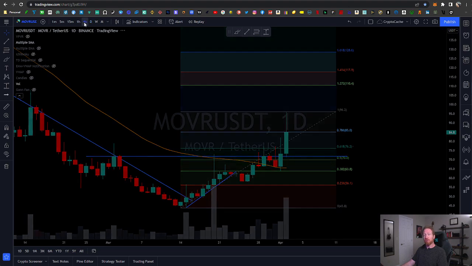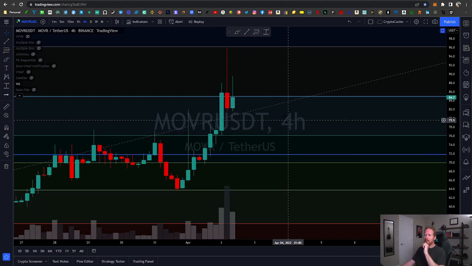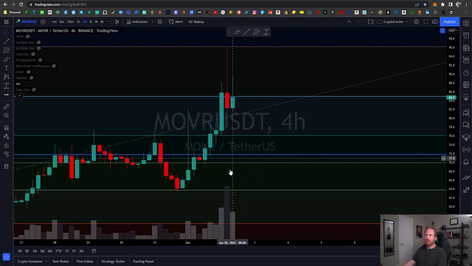So again, mostly good stuff here on the one day. The 4 hour looks pretty good as well. We're up over both moving averages. And if you can see, there's a significant amount of volume, but obviously a very large candle wick up. So it got rejected at the highest point there, about $96, and came back down to test the most recent support level.